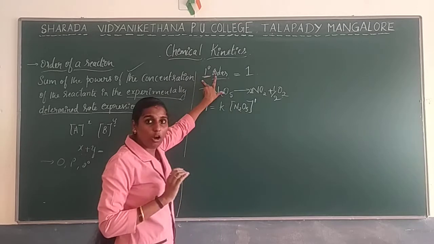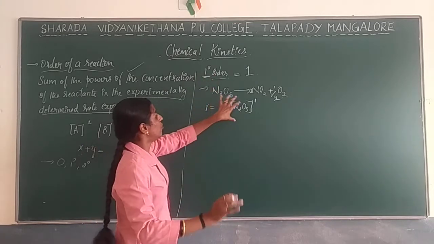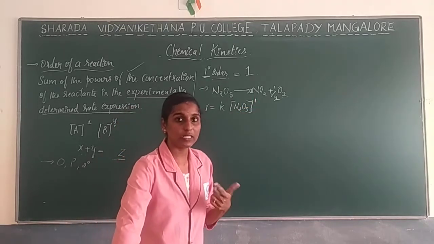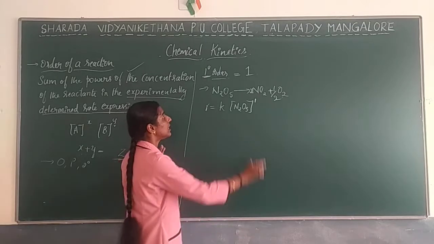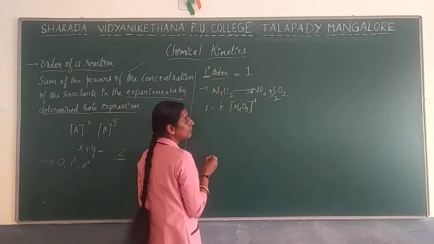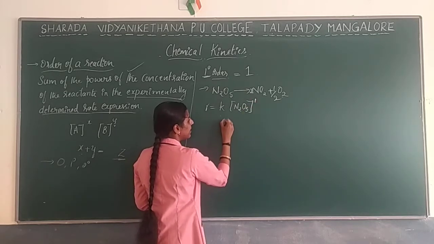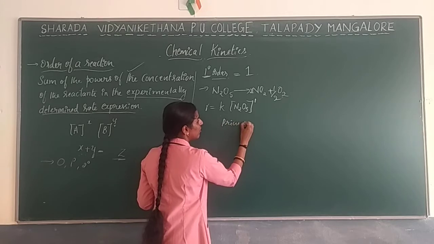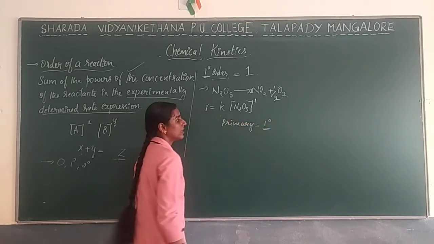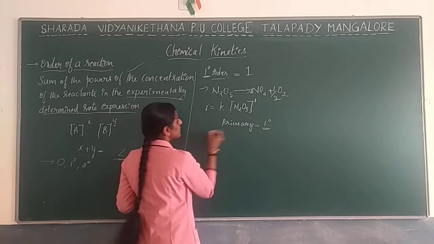I am not saying all the reactions, most of the reactions you are learning. Most of the decomposition as well as dissociation reactions take place with the primary order. So here what is the order now? The exponent is 1. So here the order is primary order of a reaction. So this is one example.